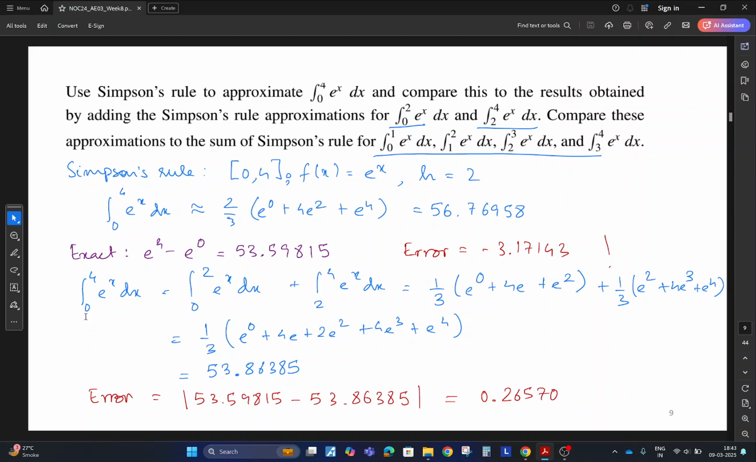If we break our given interval into two subintervals of 0 to 2 and 2 to 4 and apply the Simpson's rule, the integral we get is 1/3 [e power 0 plus 4e plus e square] plus 1/3 [e square plus 4e cube plus e power 4], which equals 53.86385. And now we see that just by dividing the given interval into two subintervals, the error has already reduced by one order of magnitude. Now the error is only 0.26570.